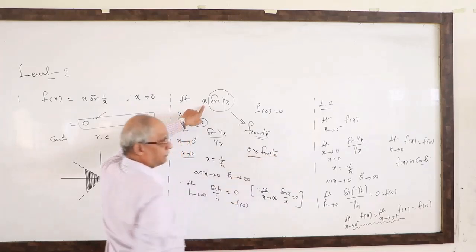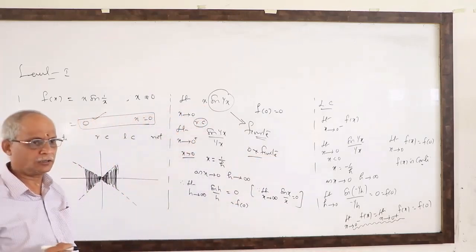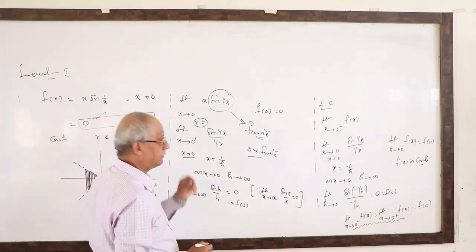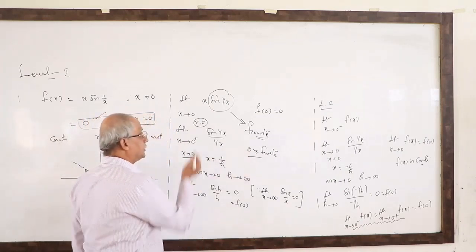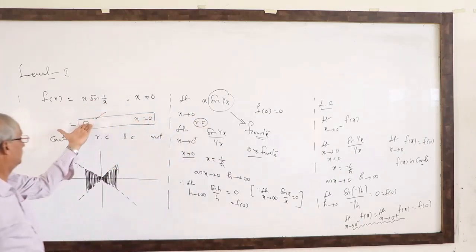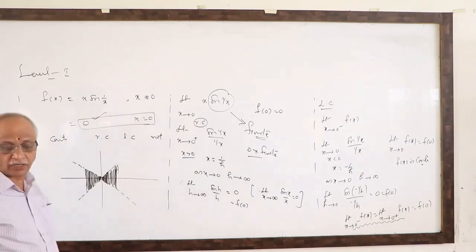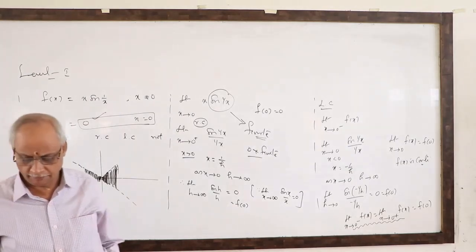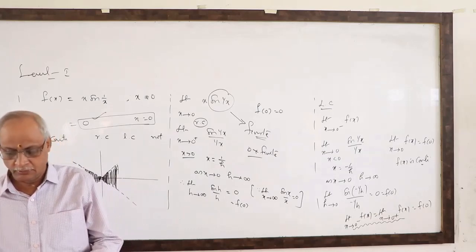Because a finite number multiplied by 0. We are not taking infinite number multiplied by 0. 0 into finite number is 0. Answer over. As a standard question, you can take this. Okay, that is the reason.